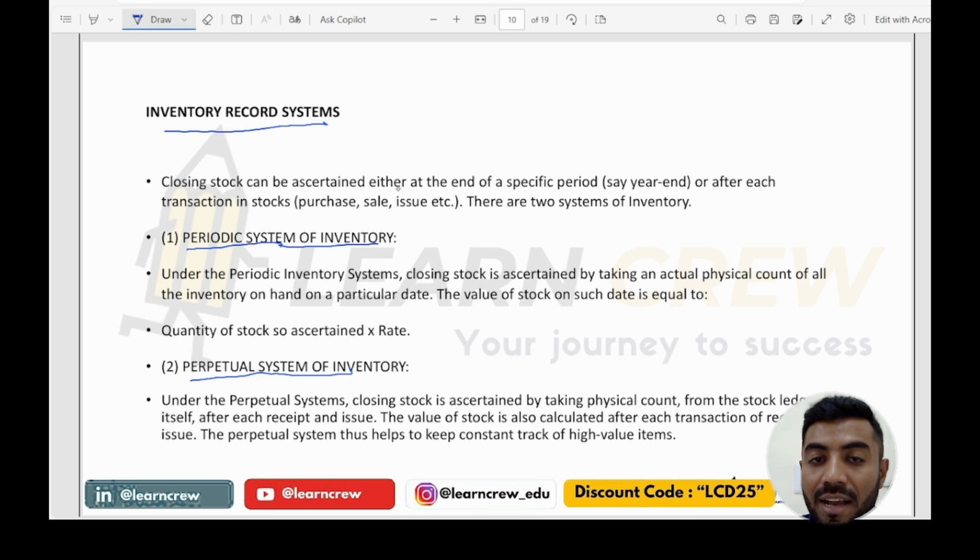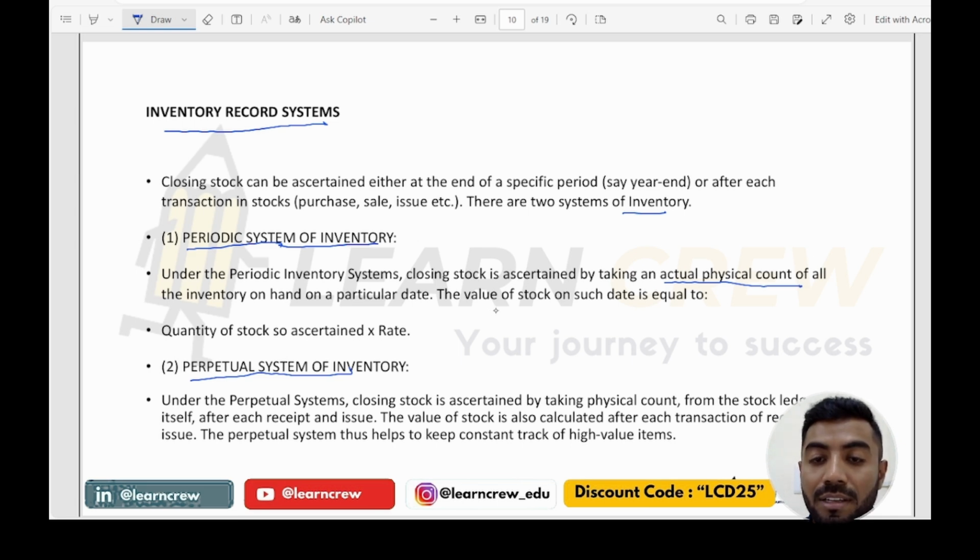Closing stock can be ascertained either at the end of a specific period or after each transaction in stock. There are two systems of inventory, periodic and perpetual. The periodic method is a physical counting method. Physically, you count the stock at a given point of time, usually at the end of a month, a week, or the year. Under the periodic inventory system, closing stock is ascertained by taking an actual physical count of all the inventory on hand at a particular date.